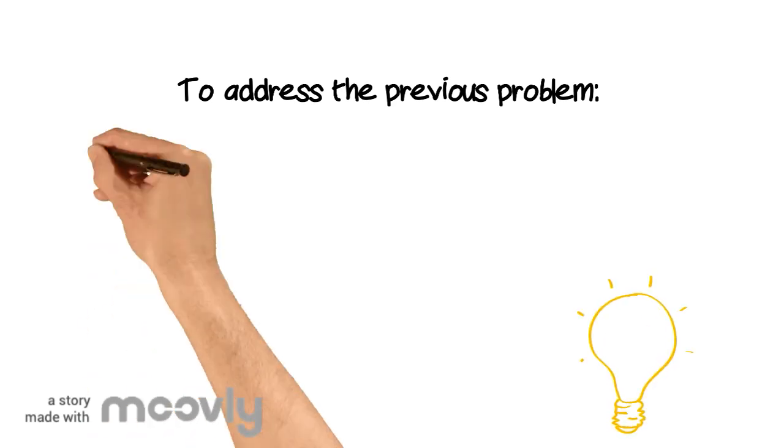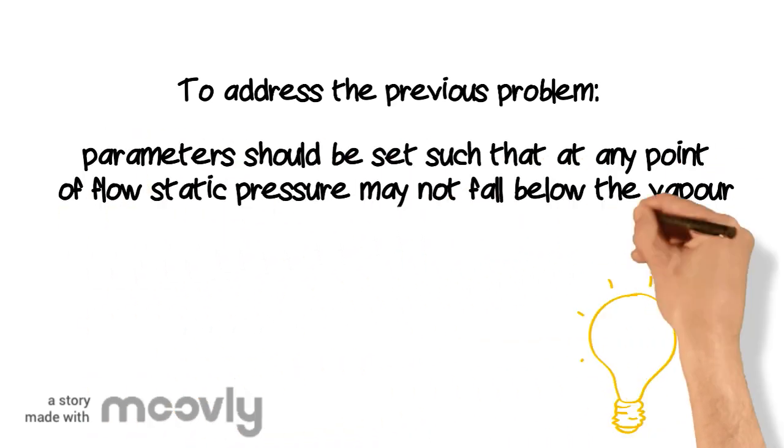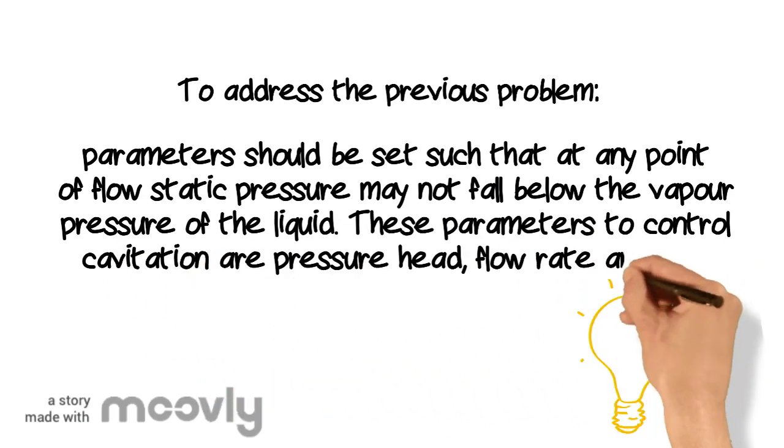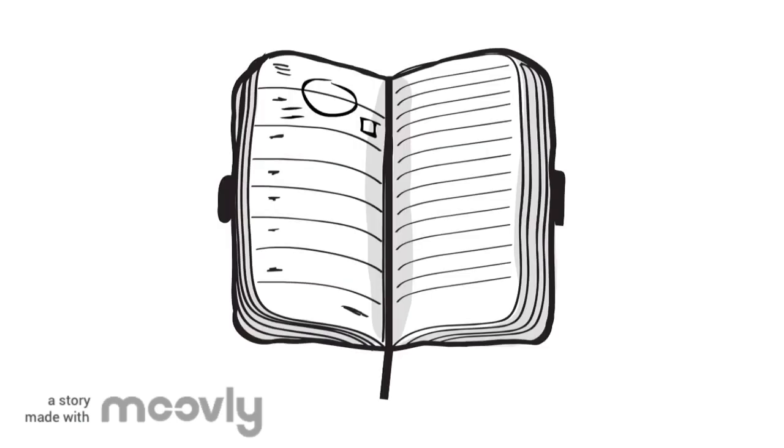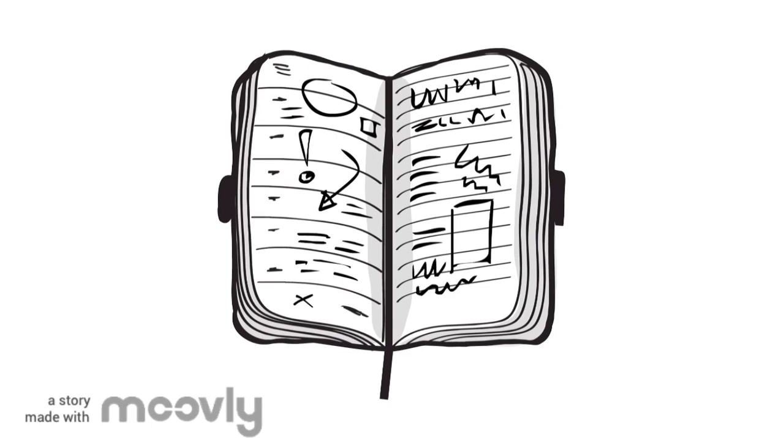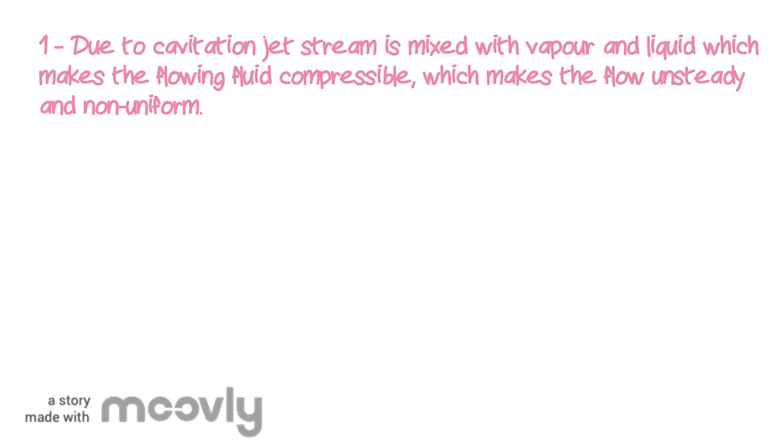To avoid cavitation, parameters such as pressure head, flow rate, and exit pressure should be set in a way that at any point in the flow, the static pressure should not fall below the vapor pressure of the liquid. Liquids are generally considered as incompressible fluids, but in this situation, we cannot make this assumption, because due to cavitation, the jet stream is a mixture of vapor and liquid, which makes the flowing fluid actually compressible, making the flow unsteady and non-uniform.